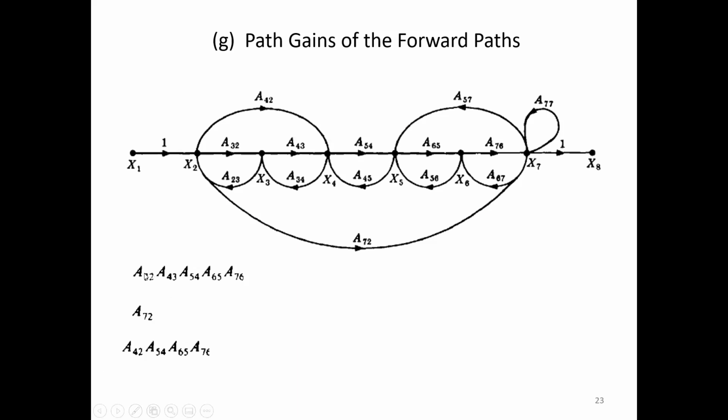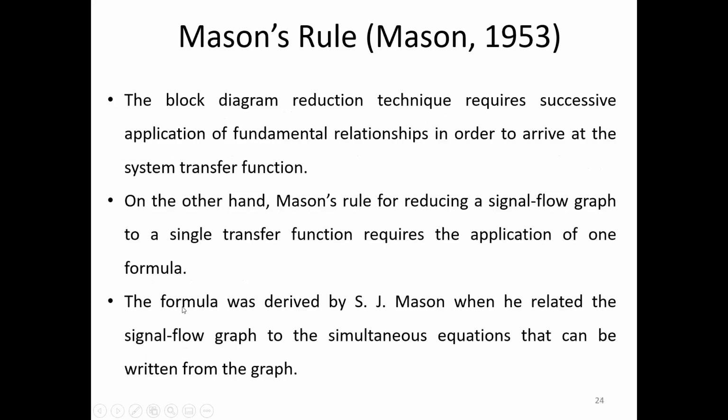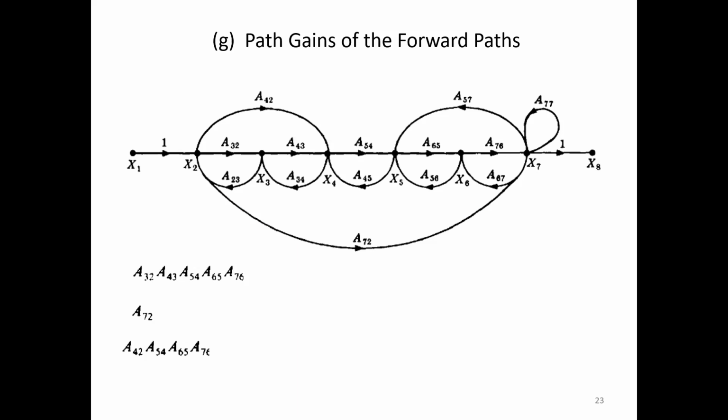So the first path gain is the straight path which we have identified. I have A32, A43, A54, A65, A76, and this is unity. Okay, and the other path is a single A72, and anyway this is unity and this is unity. What is the other path? We have another path here, that is A42, A54, A65, A76, and 1. Okay, so we have given here in section 8 the path gains we have computed.